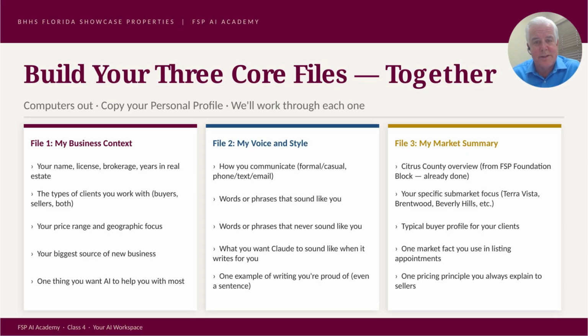File 2 is my voice and style. Think about a client email you wrote recently that actually sounded like you. What was the tone? What words did you use? What do you never say? Work through the middle column and save it as my voice and style.txt.